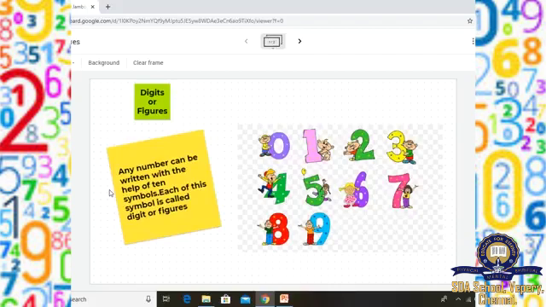Digits or figures. Any number can be written with the help of 10 symbols. Each of the symbols is called a digit or figure. They are 0, 1, 2, 3, 4, 5, 6, 7, 8, and 9. Each of these symbols is called a digit or figure.